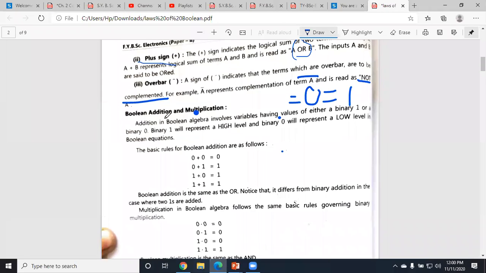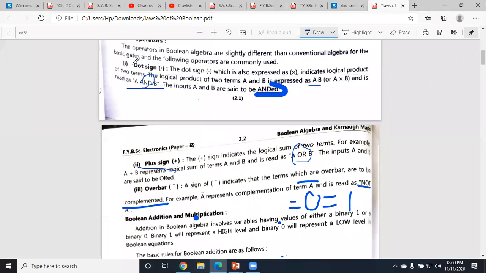Now see, these are the three different operators. First one is your dot sign, second one is your plus sign, and third one is your overbar. These are the three different operators we are going to use while solving Boolean algebra equations. Understand, everyone? Yes, ma'am.